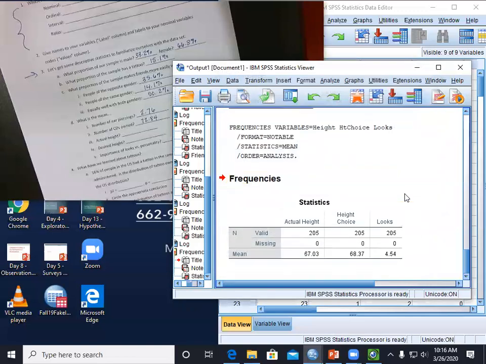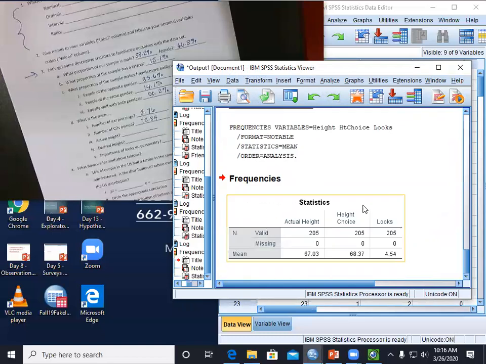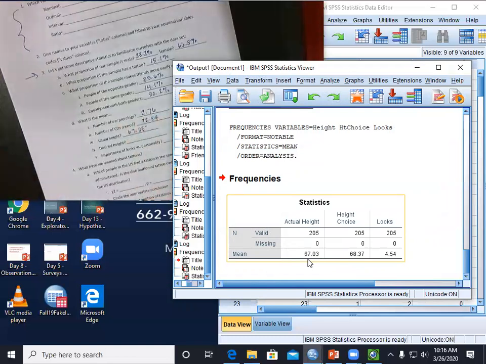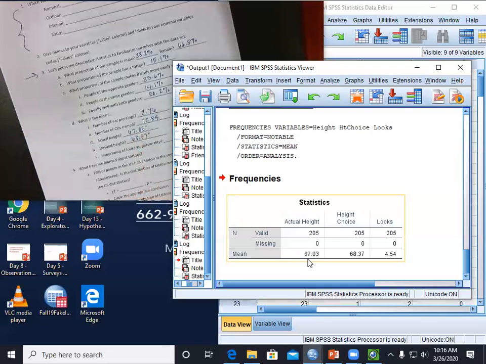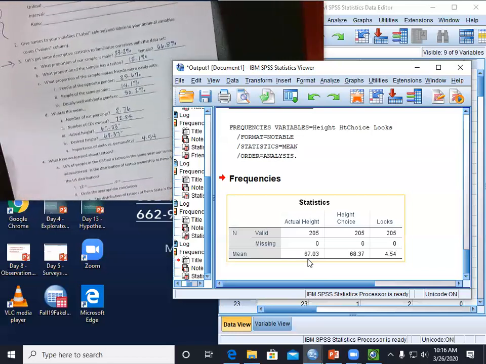We press OK. Our output here looks a little bit different because now instead of just seeing one table, all right, for number of CDs, we see a table with multiple columns, each column having the mean data for these variables. All right, and so we can see that the mean of actual height is 67.03 inches. So people on average are about 5'7". The mean of desired height is 68.37 inches. So on average, they'd like to be about 5'8 1/3. And the mean of this looks versus personality variable is 4.54. All right, so we see that right there on the paper.